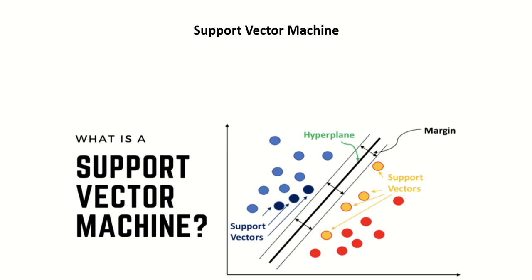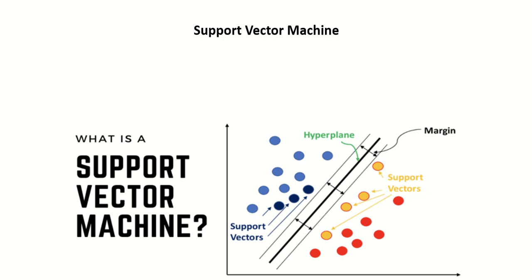So after training, once the SVM model is trained, we can classify new data points by determining which side of the hyperplane the points fall on. If a new point falls on one side of the hyperplane, it is classified as belonging to the blue class, and if it falls on the other side, it is classified as belonging to the red class.